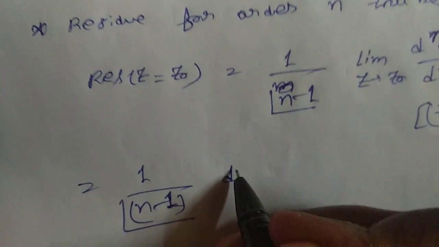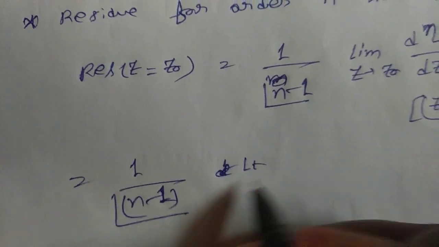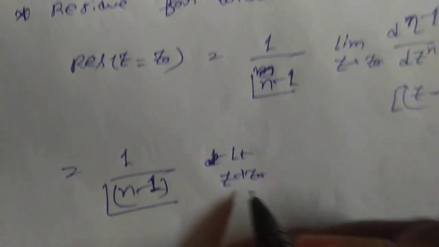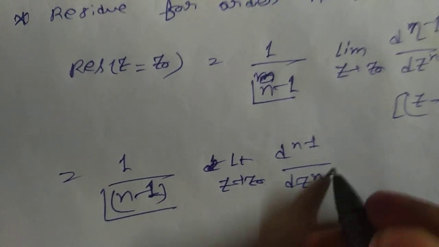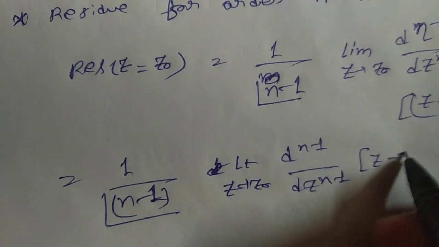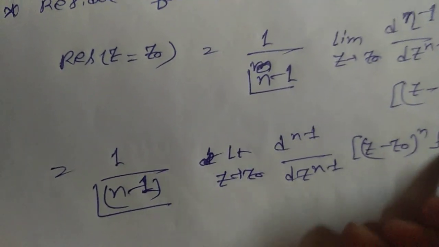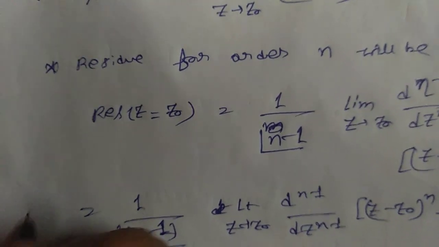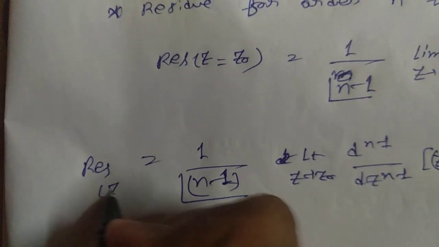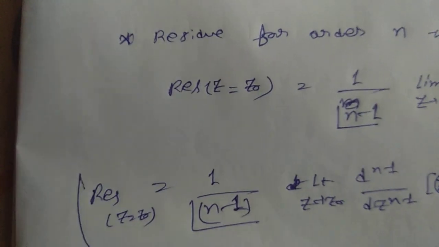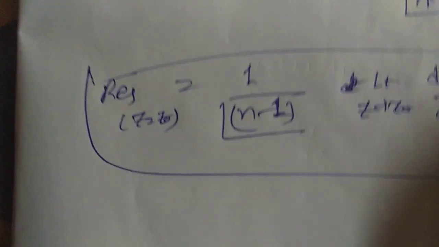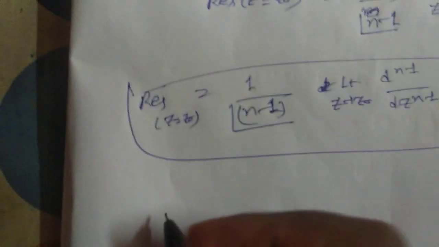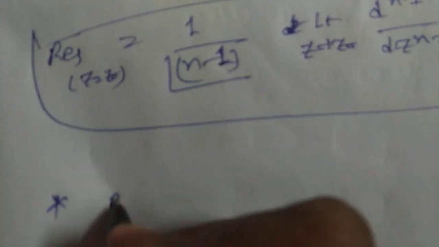that is, equals 1 by (n minus 1) factorial, limit z tends to z0, d to the power n minus 1 by dz to the power n minus 1 of (z minus z0) to the power n f(z). This is the formula for residue at z equals z0 for order n.